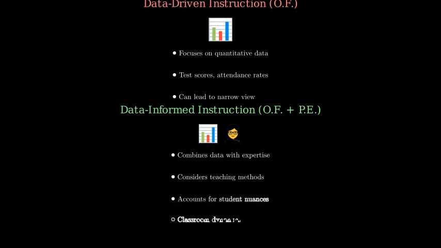Data-informed instruction, on the other hand, combines objective data with the teacher's deep understanding of teaching methods, student development, classroom dynamics, and individual student nuances. This is often called pedagogical expertise. This more holistic approach acknowledges that numbers alone don't tell the whole story of a student's learning journey.